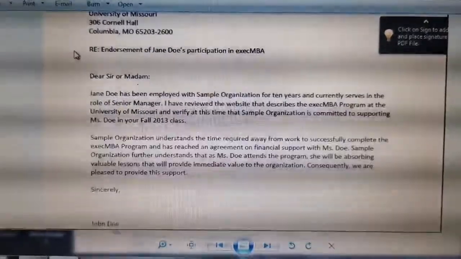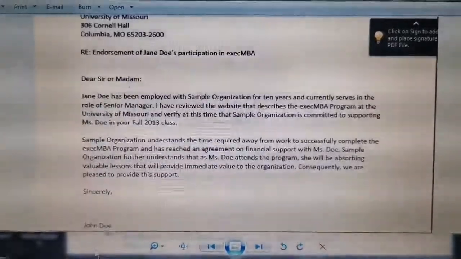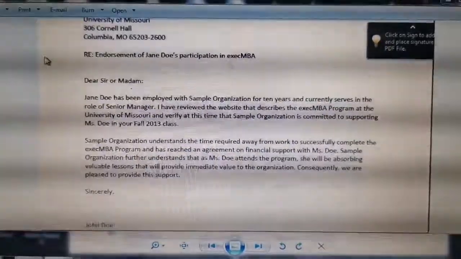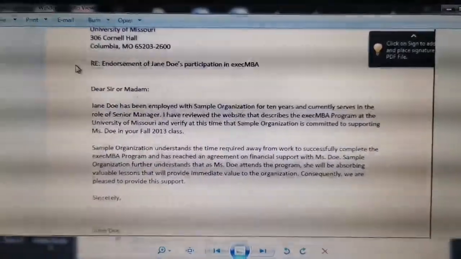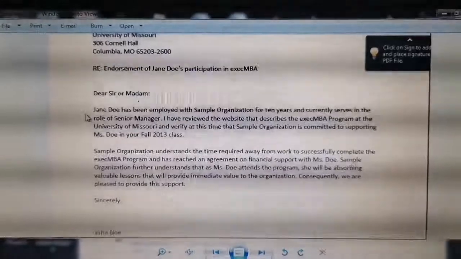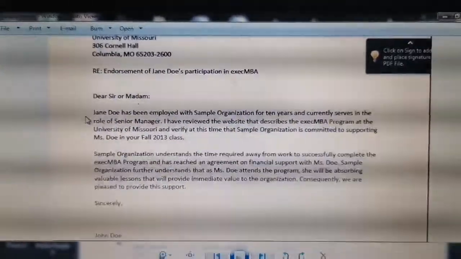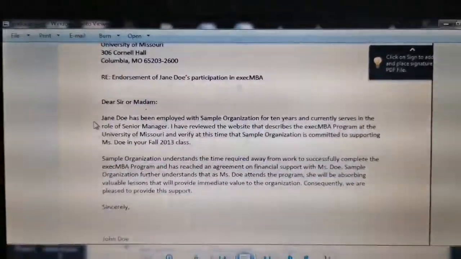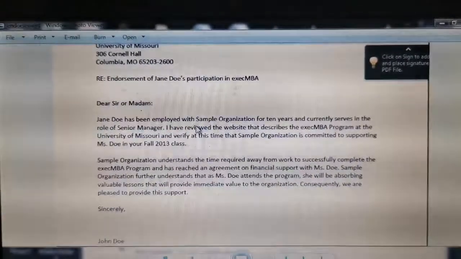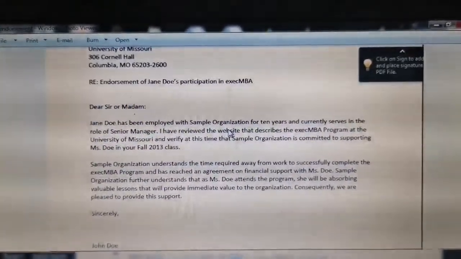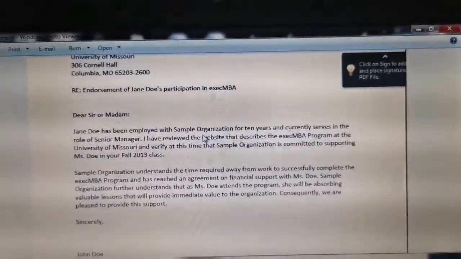MBA, I think, means Master of Arts in Business Administration. So this is written by John Doe to the head of the organization. So to endorse a colleague, you must be able to tell the reader about the background of the person being endorsed. For example, Jane Doe has been employed with Sample Organization for 10 years and currently serves in the role of senior manager.